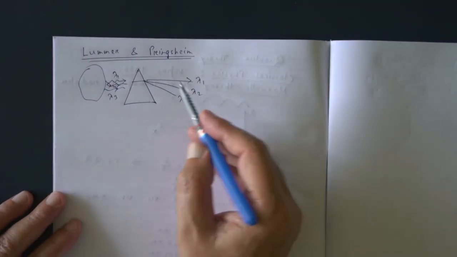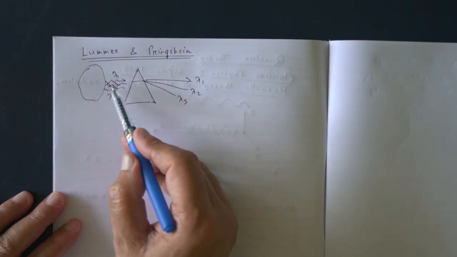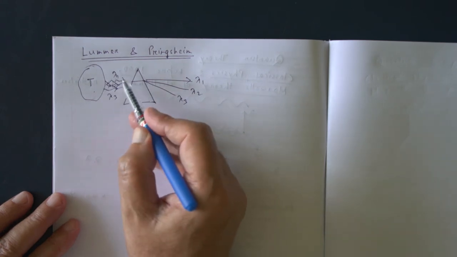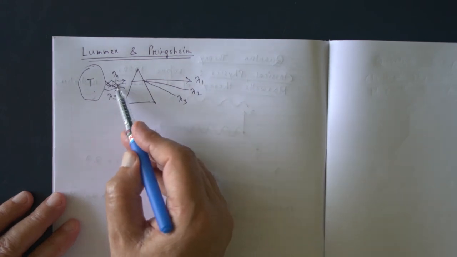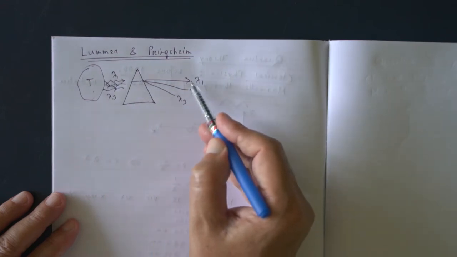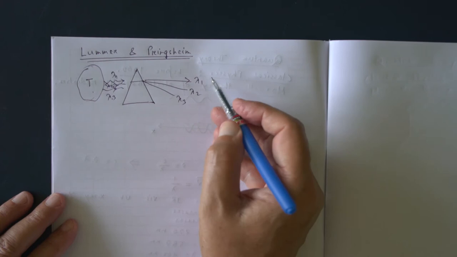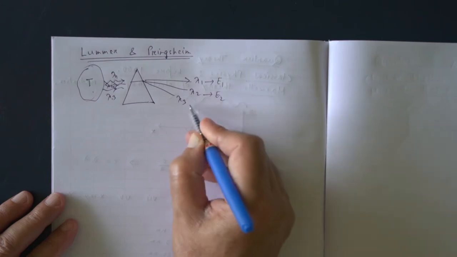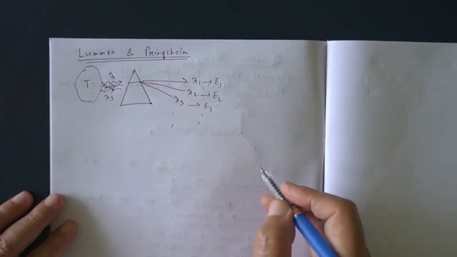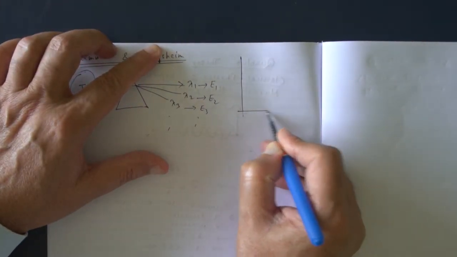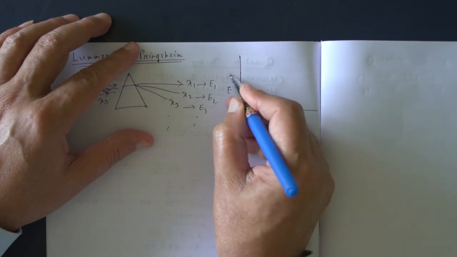So this is the black body at a definite temperature. It is emitting radiation. Radiation is allowed to pass through prism, and prism will separate the different wavelengths. Now, energy with each wavelength was measured, and a graph was drawn between energy and lambda.